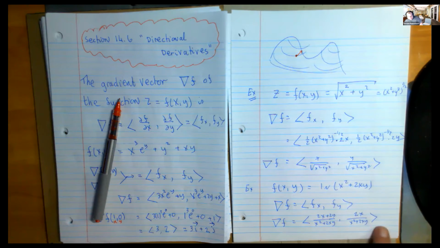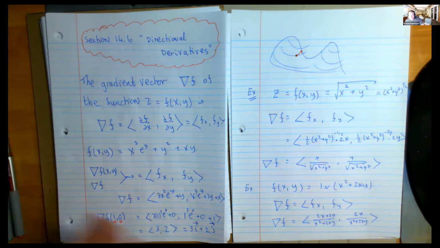So this process that we're looking at allows us to find a very special vector called the gradient vector. And this gradient vector is related to the steepness of the hill at any given point. So if you plug in any given x and y, the gradient vector will tell you the direction you should travel if you want to go up the steepest.